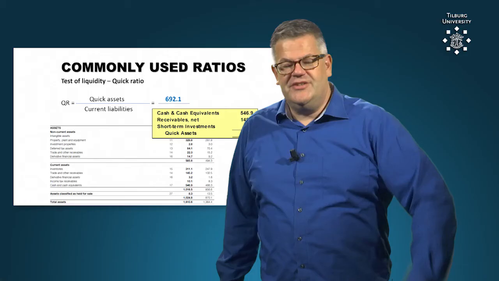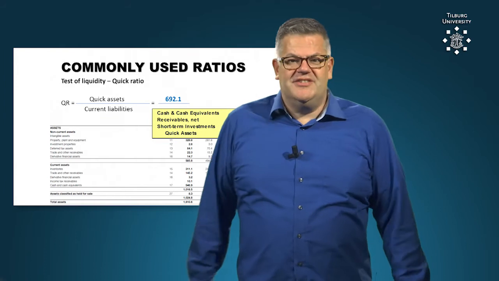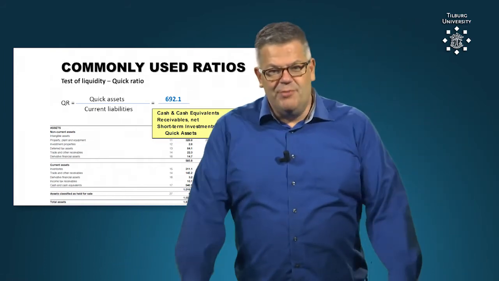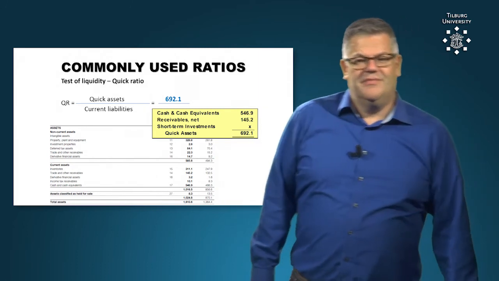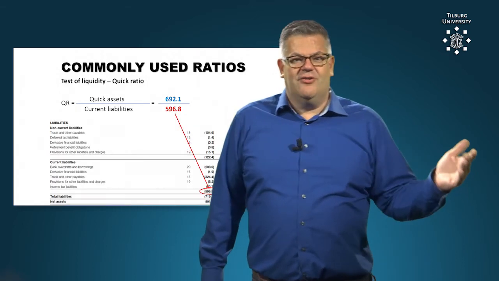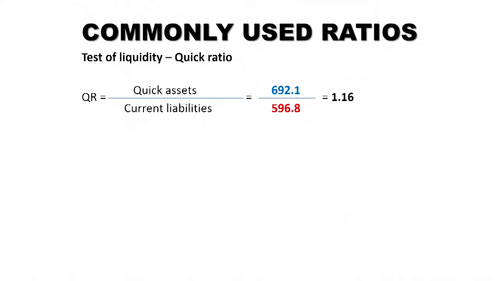The short-term investments. You invest like Apple. You don't know what to do with all your money, and you invest it on the stock exchange in bonds and shares and stocks and whatever. And you put it all together, and we call this quick assets in this case. So this is 692, and we divide it by the current liabilities. I already know that that's higher, so that's good, 1.16.